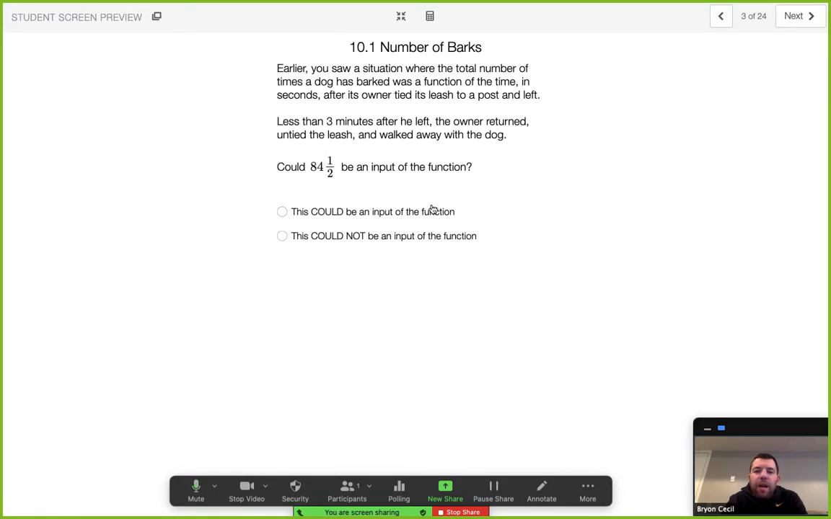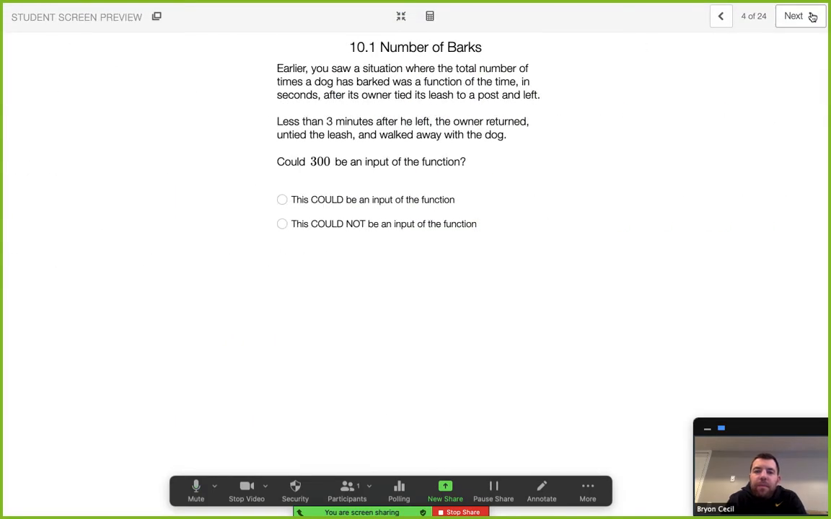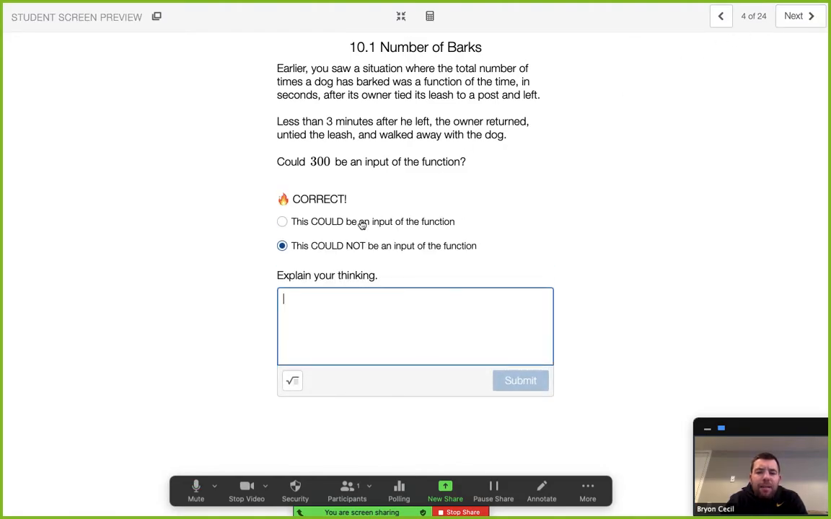Okay, 84.5, could that be an input? Yes, because there can be 84.5 seconds that have elapsed. Can 300 be an input? It could not. Why can't it? Because 300 seconds is greater than 3 minutes, and we all know that 3 minutes would be 180 seconds. So we couldn't have that input.